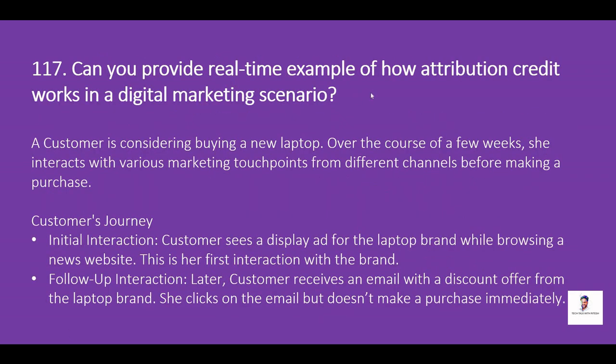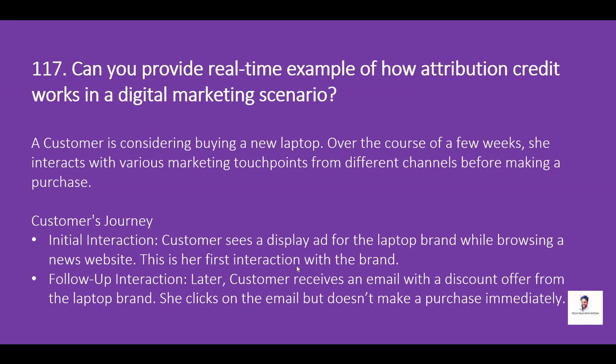So now let's see the real-time example. The question could be, can you provide a real-time example of how attribution credit works in a digital marketing scenario? A customer is considering buying a new laptop. Over the course of a few weeks, the customer interacts with various marketing touchpoints from different channels before making a purchase. Now let's understand the customer's journey.